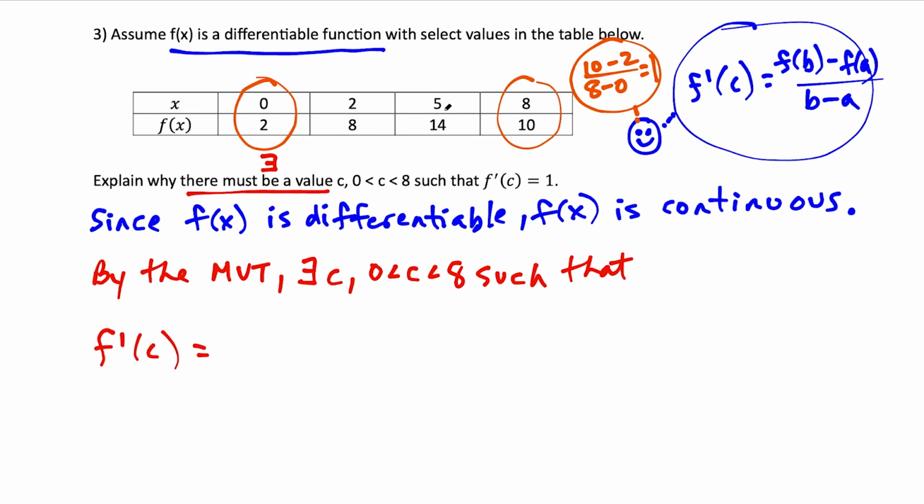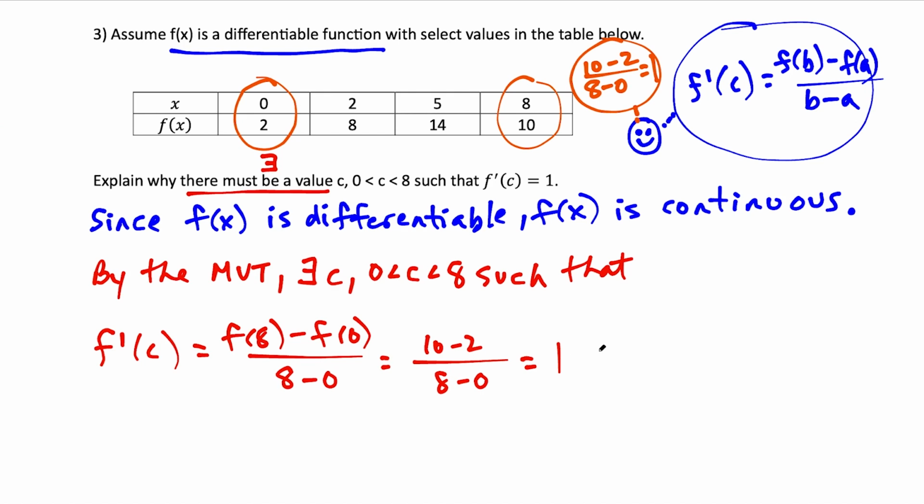So now we could use the average rate of change formula, f of 8 minus f of 0 over 8 minus 0, okay? So we're applying the average rate of change formula to the endpoints, and then show what it simplifies to. It simplifies to 10 minus 2 divided by 8 minus 0, and 8 divided by 8 equals 1, which is exactly what we were trying to show at the end here. So this wraps up our explanation.